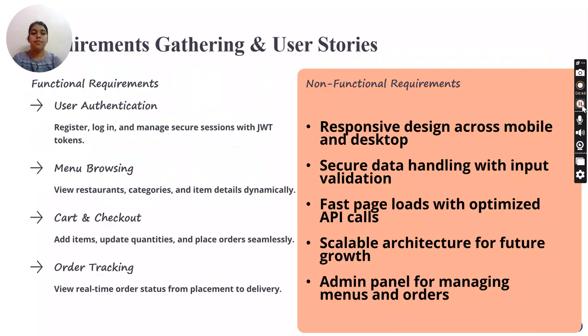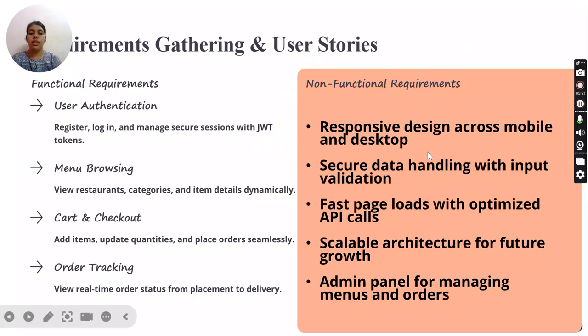Next, coming to the requirements, we have functional and non-functional requirements. Functional means user authentication. Browsing means we can view the restaurant and all item details dynamically. In the cart and checkout, we can add the items, update the quantities, and place the order. In order tracking, we can view the real-time order status from placement to delivery. That is the functional requirement, meaning how the system works.